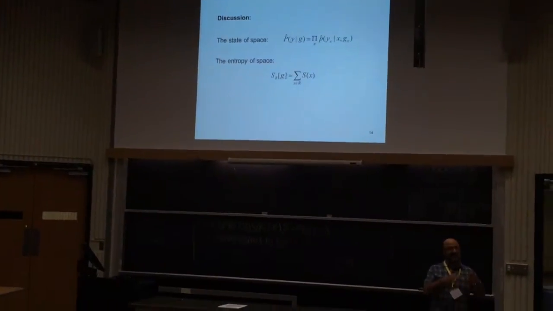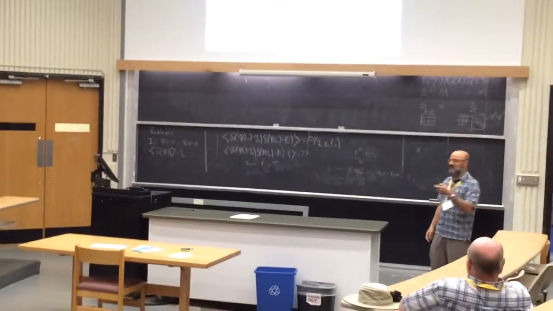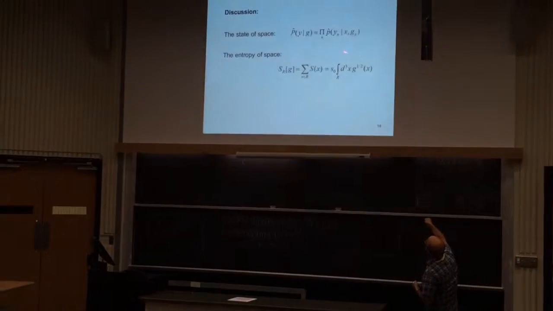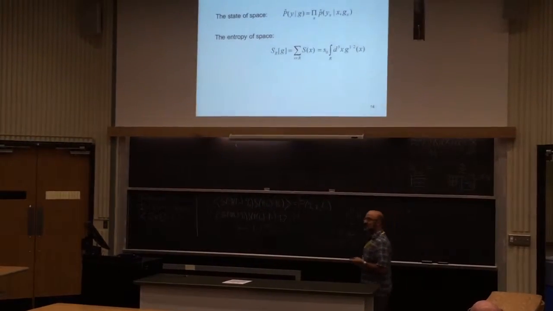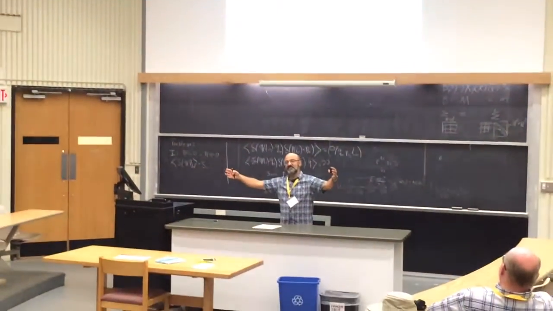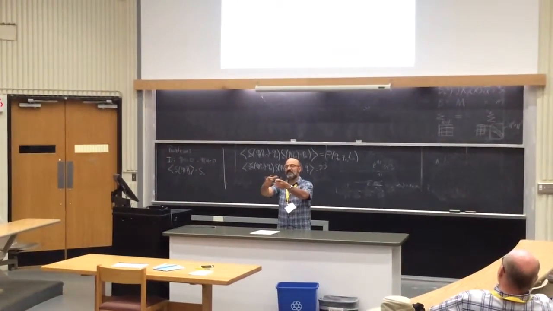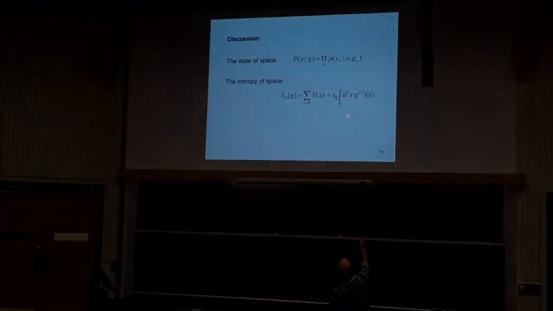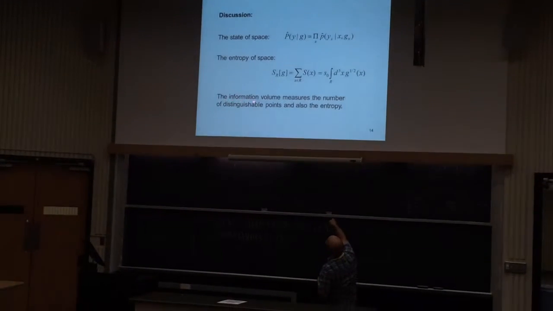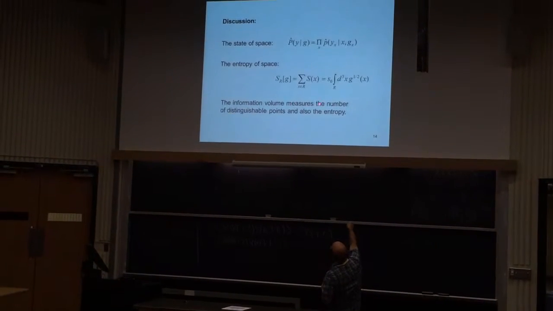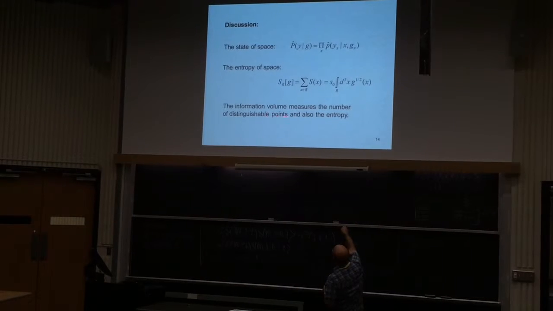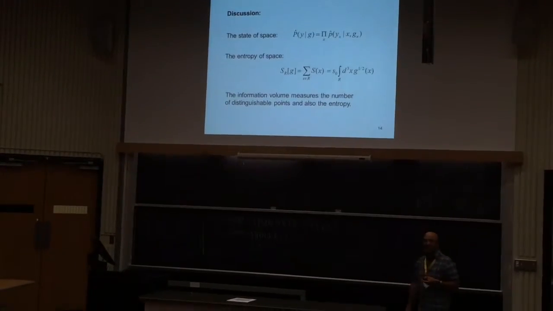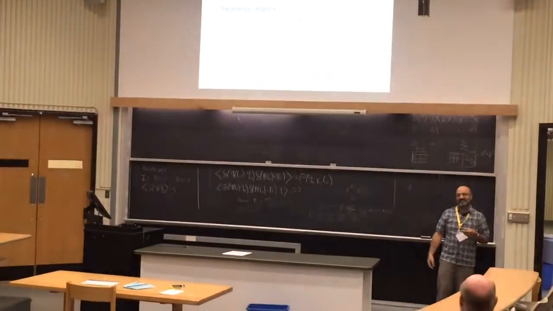When you actually compute this, it's a Gaussian. We can do it, right? It's not a problem. Except for a constant, which is the entropy of a point, what I'm doing is just adding over all the points in space. Just count the number of points in a region and multiply by the entropy of each point. You have the total entropy of space. And what you have here is the volume of the region. So the information volume measures the number of distinguishable points. And also, except for a constant, it measures the entropy of space. Which is kind of amusing. I still don't know what to make of that, but I thought it was good.